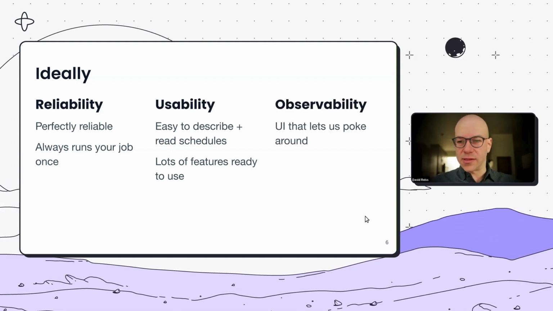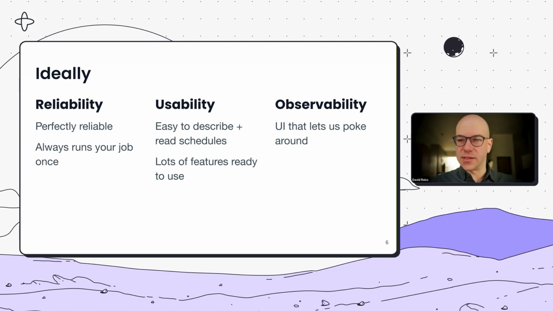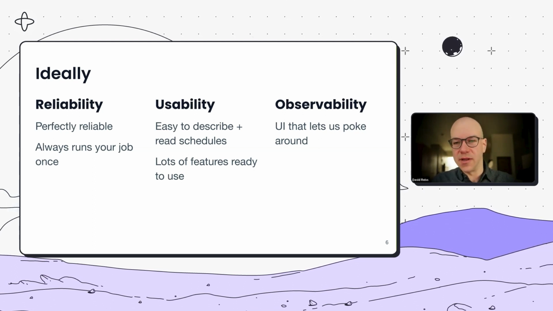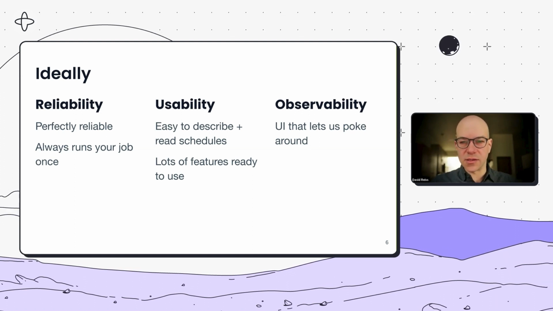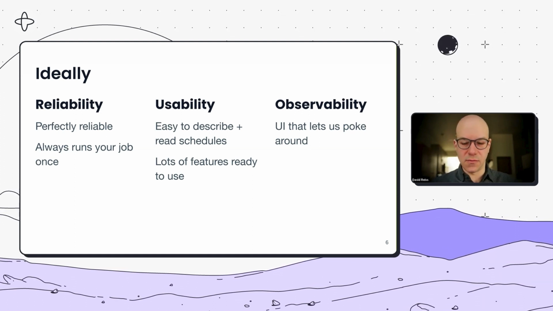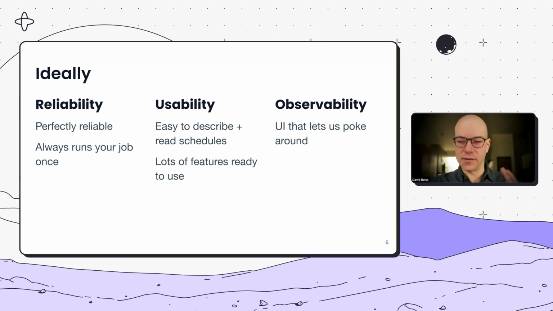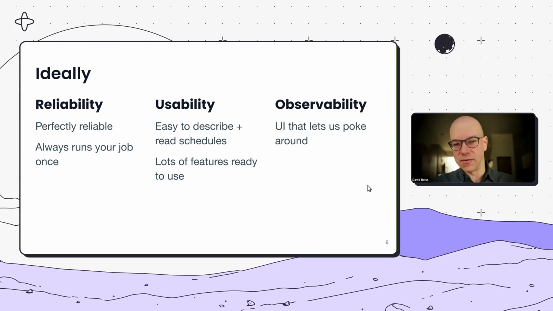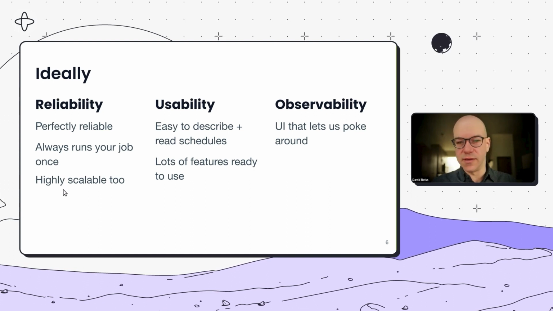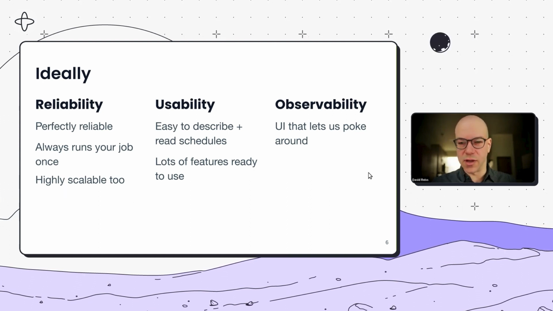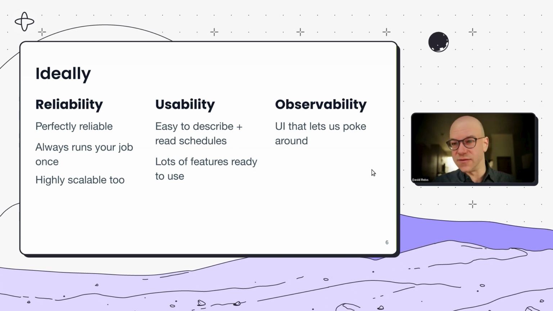And we want some kind of nice UI that lets us poke around and see what happened in the past, what's going to happen in the future, looking at logs and output from the jobs that we run. And then also I'll add another one. We want it to be very scalable, so you can run thousands, tens of thousands, hundreds of thousands of jobs.